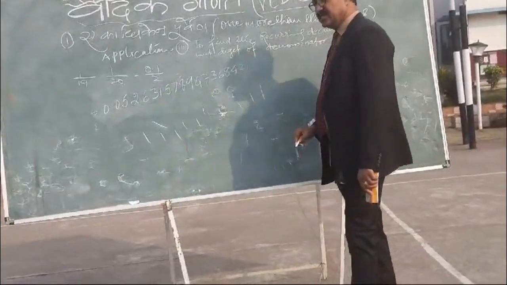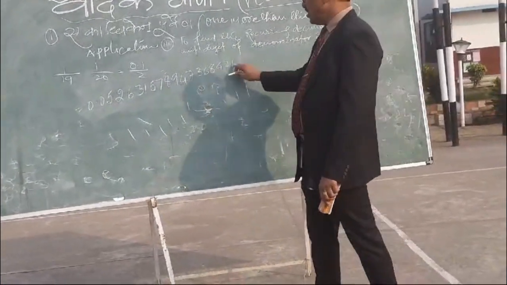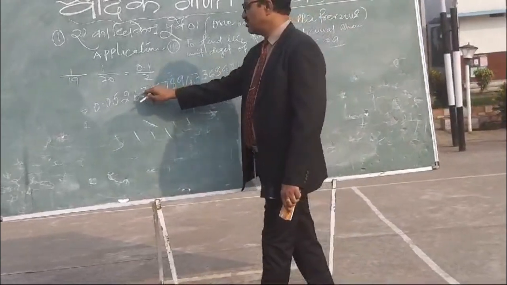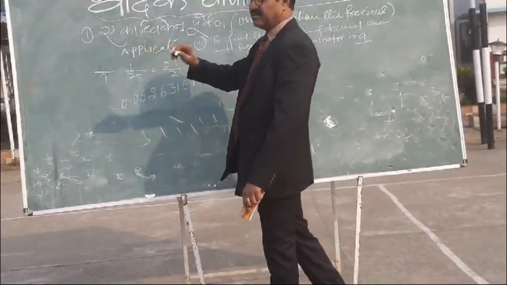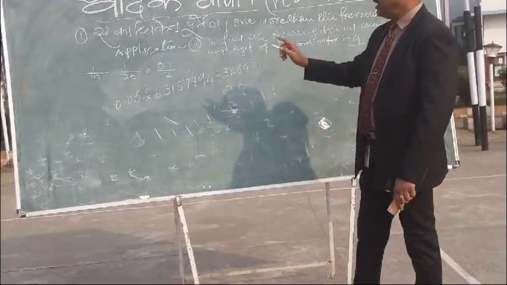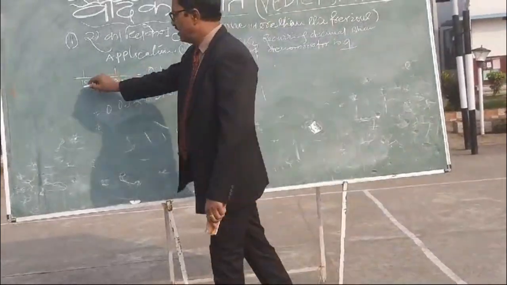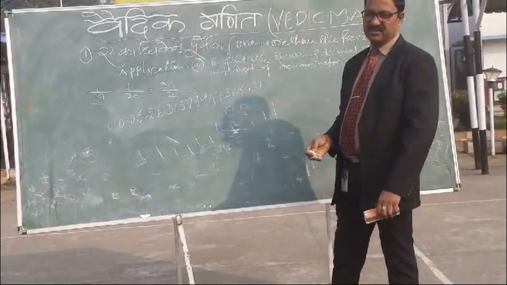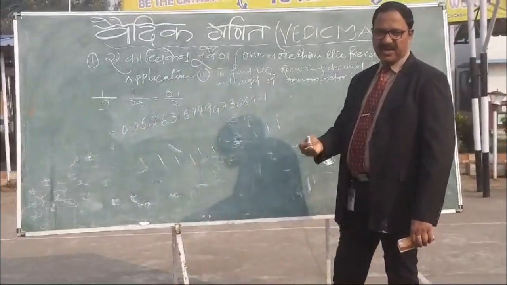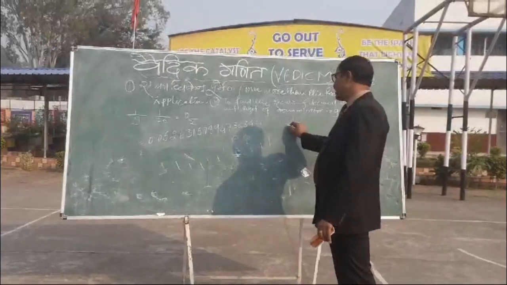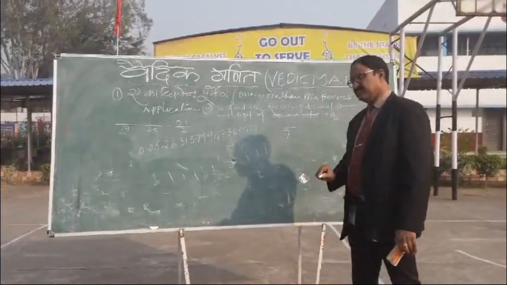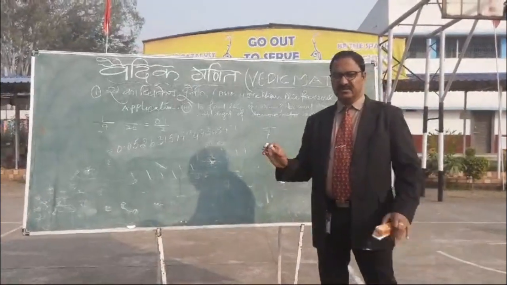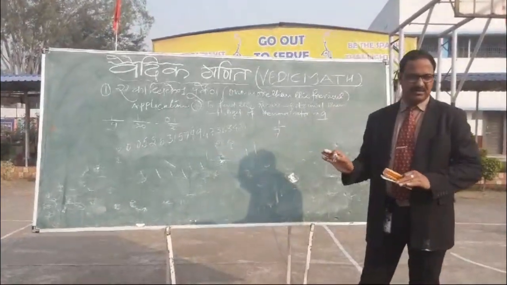Now count the digits. How many digits are there? 1, 2, 3, 4, 5, 6, 7, 8, 9, 10, 11, 12, 13, 14, 15, 16, 17, 18. That means the denominator is 19, so it will repeat after 18 digits. Now you are to find the recurring decimal of 1 by 7. Can you apply this? No, sir. Is it applicable? No, sir.